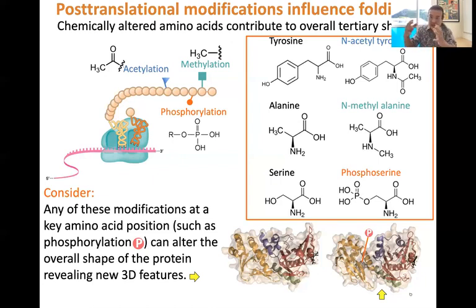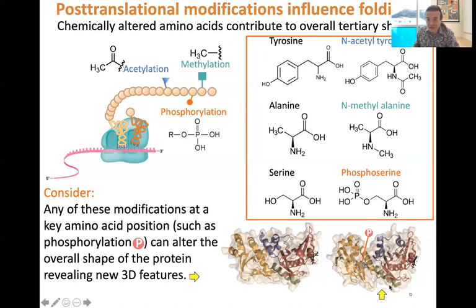Now you start making some of these R groups a little different by adding different things to them, right? That changes the different sorts of interactions, and that might cause the tertiary structure of the protein to shift. And in many cases, that shifting, for example, if this is the start of the protein and you add a bulky phosphate group to, let's say, a serine in here somewhere, that might cause the overall tertiary shape to shift around, revealing new three-dimensional surfaces that previously were not there.